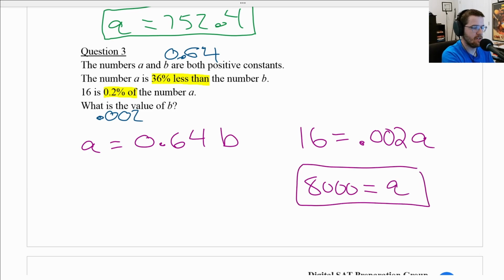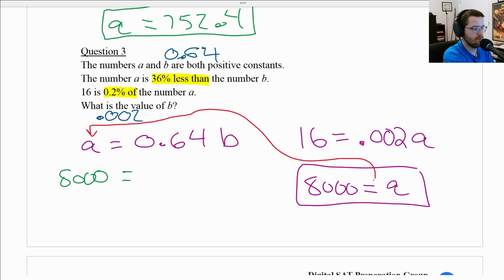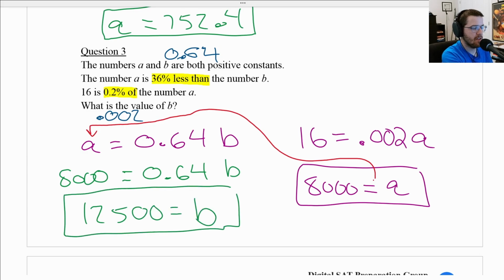So now we can take it and substitute it into this equation. So we can write 8,000 equals 0.64b, and now we've got to solve for b. So to do that, we'll divide both sides by 0.64, and I am getting 12,500 is equal to b, and that is the answer.